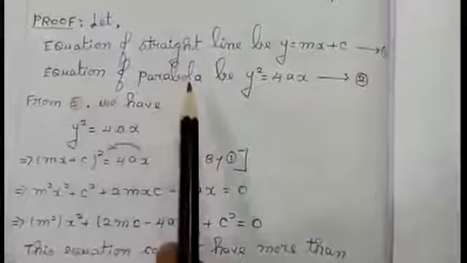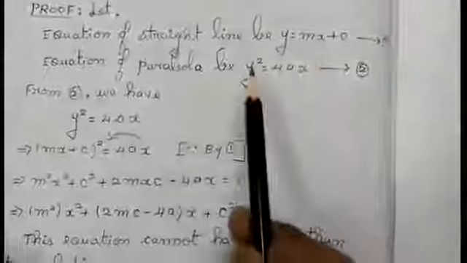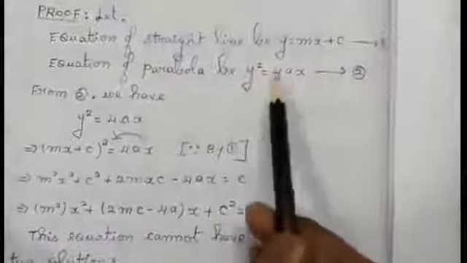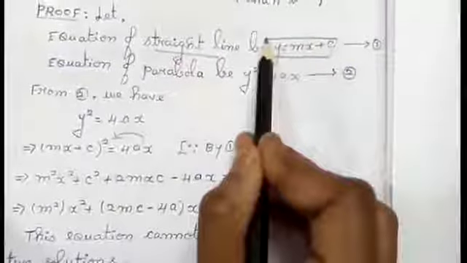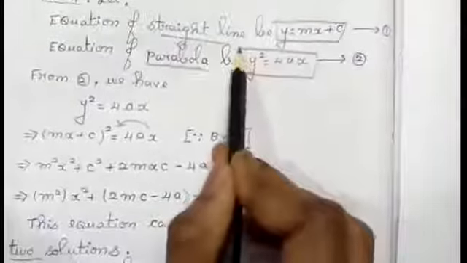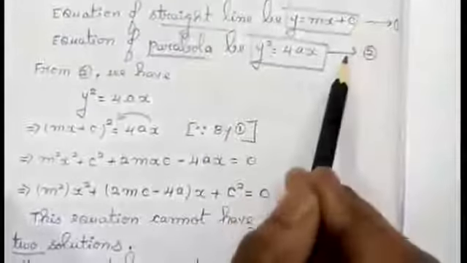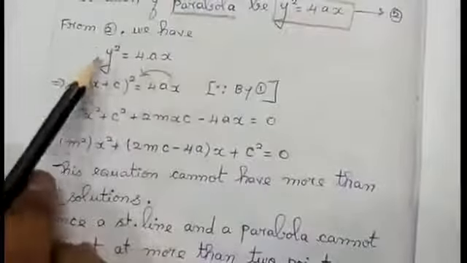And the equation of parabola. For parabola, you have 4 types. I'm going to take only this one: y square equal to 4ax. Straight line, I'm going to take this equation, y equal to mx plus c. And for parabola, I'm going to take y square equal to 4ax. 1, 2. I'm going to take this one, y square equal to 4ax. In place of y, I'm going to replace the first one, that is (mx plus c) whole square equal to 4ax.